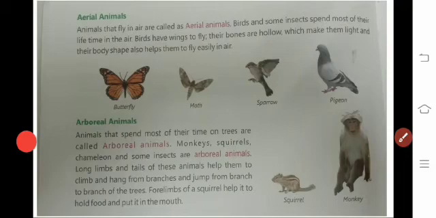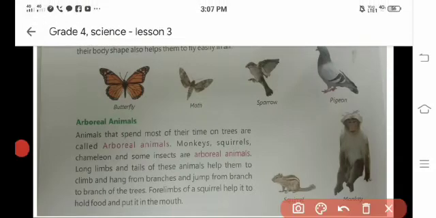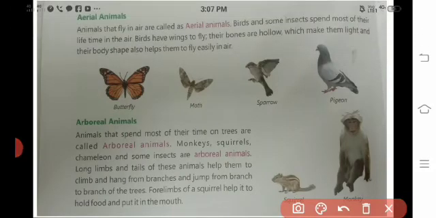Next, we move to aerial animals. Animals that fly in air are called aerial animals. Birds and some insects spend most of their lifetime in the air. Birds have wings to fly. Their bones are hollow, which makes them light, and their body shape also helps them to fly easily in air.